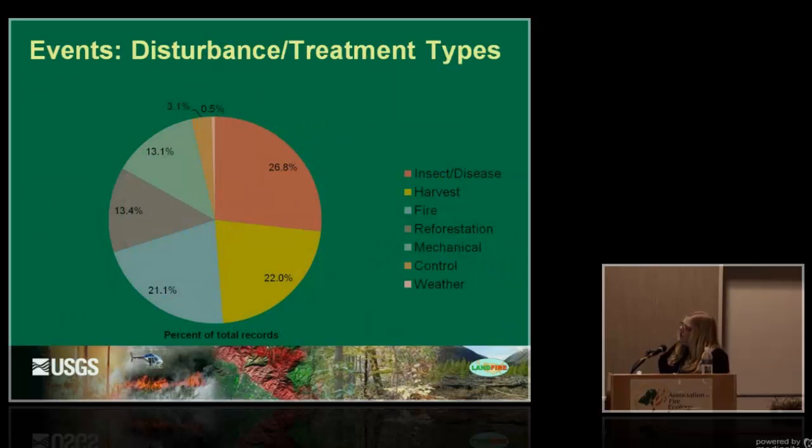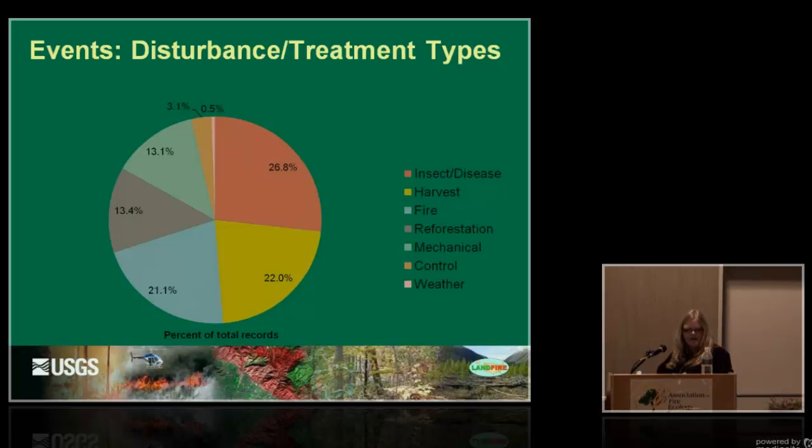There are several different main disturbance and treatment types that we can break out of the events data and summarize. This will give you a sense of how much data, or where these different disturbance and treatment types are in the events. As you can see, over a quarter of the data is insect and disease perimeters. About 22% is attributed to harvest, and that includes any type of timber harvest activity like clear cuts and thinnings. Fire accounts for about 21%, and that's both wildfire and prescribed fire in that category.